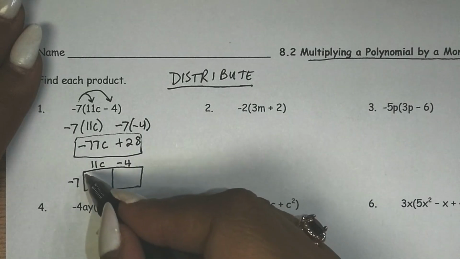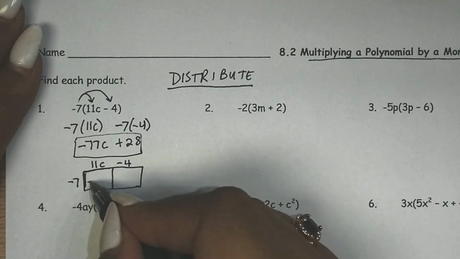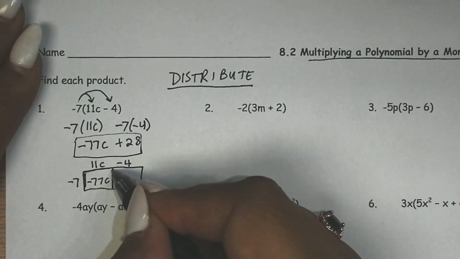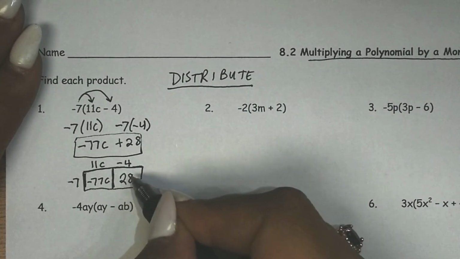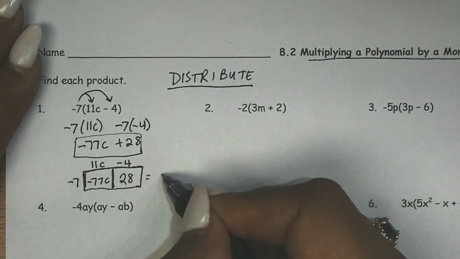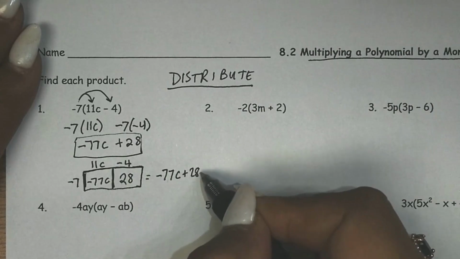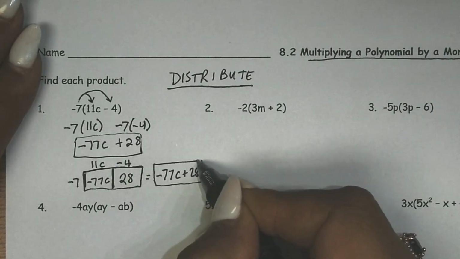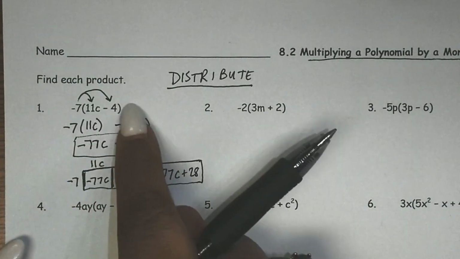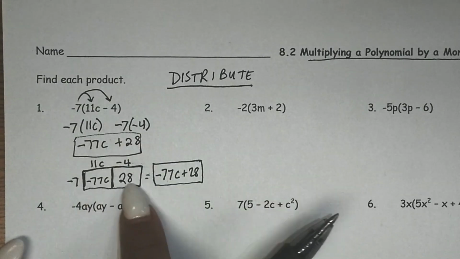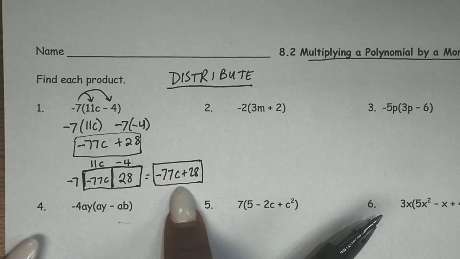Now what you're going to do is take the area of each one of these rectangles. So we're going to do -7 times 11c, which gives me -77c. And then we're going to do -7 times -4, which is positive 28. Therefore, you get the same exact end product: -77c plus 28. So if you want to do it this way, go ahead and do it this way. But if you want to just use the box, you can use the box here. So I'm going to show both for each problem.